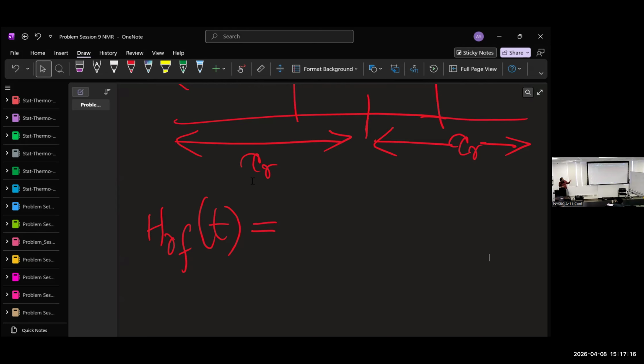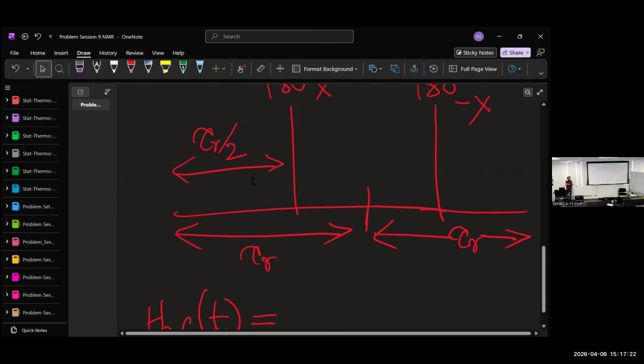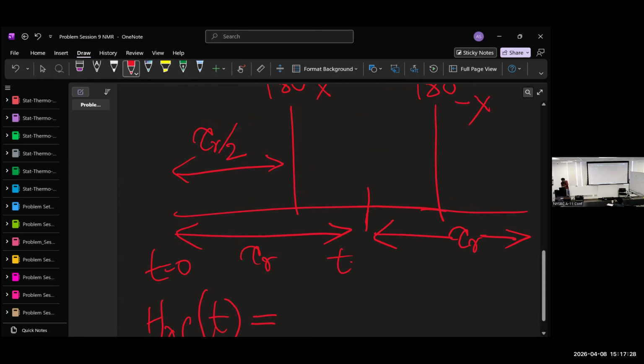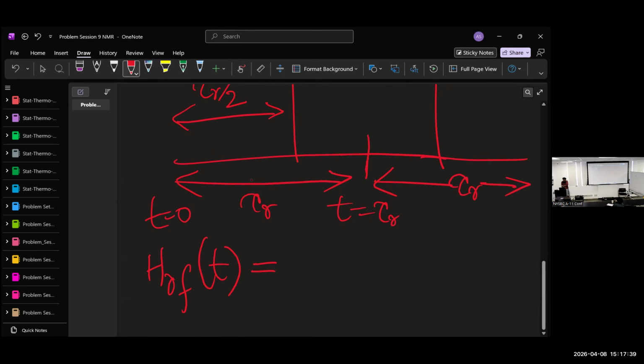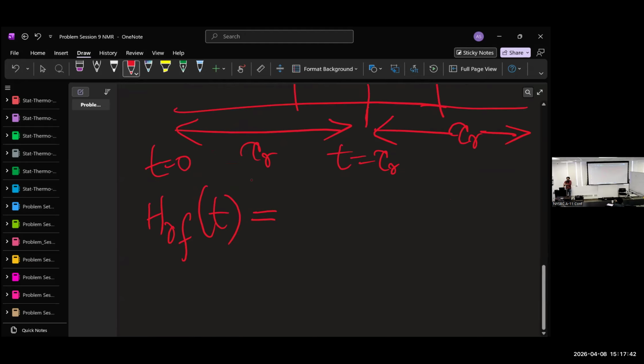What does it look like for this pulse program? Between t equals 0 and t equals tau_r, what does the RF Hamiltonian look like? At t equals 0 to tau_r over 2 it is 0, and then in the next half, it's like just e to the negative i. This is the answer we got.